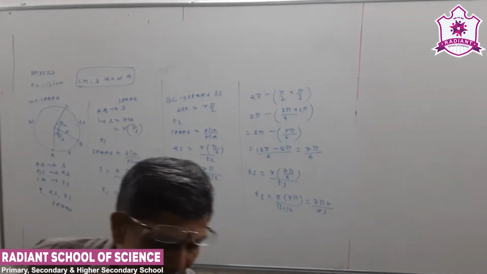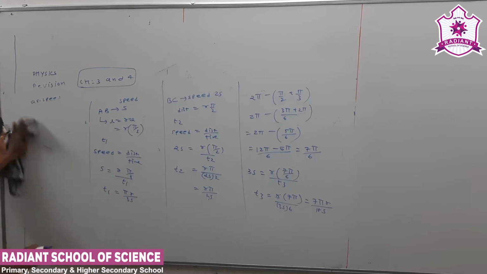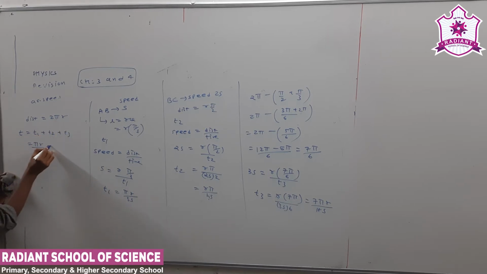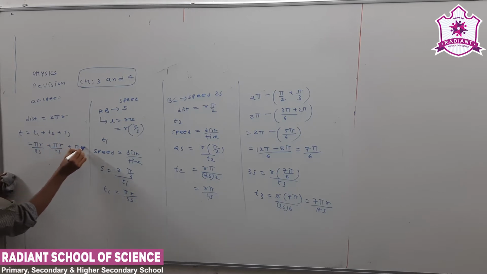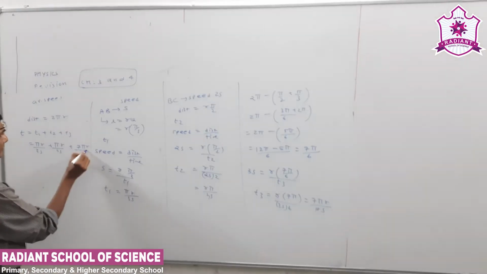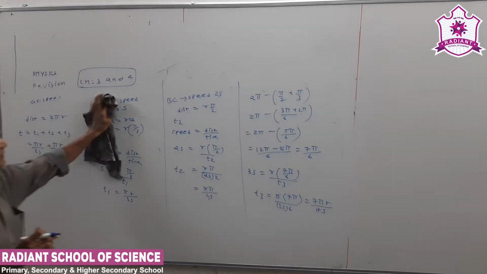Now speed is total distance upon total time. See, what is the total distance? The circumference of the circle, so the distance covered will be 2 pi r. Time we have to add, t is equal to t1 plus t2 plus t3. That is pi r by 3s plus pi r by 4s plus 7 pi r by 18s. Now see here, we have to take the LCM.